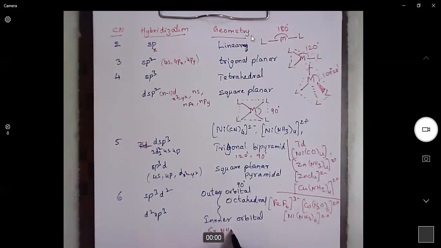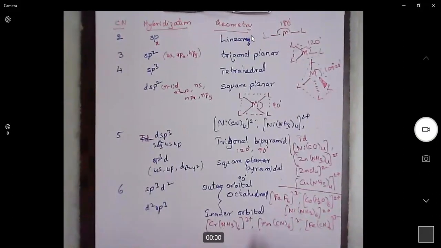For inner orbital complexes: [Cr(NH3)6]3+, [Mn(CN)6]3-, [Fe(CN)6]3-, [Co(NO2)6]3-.